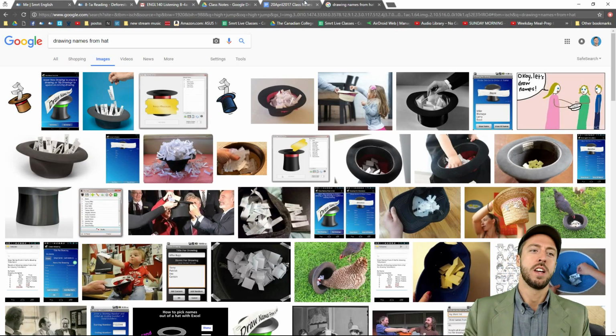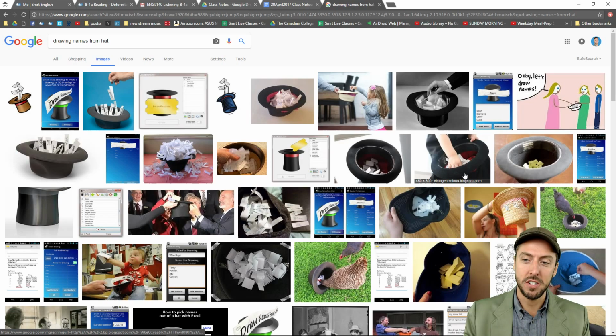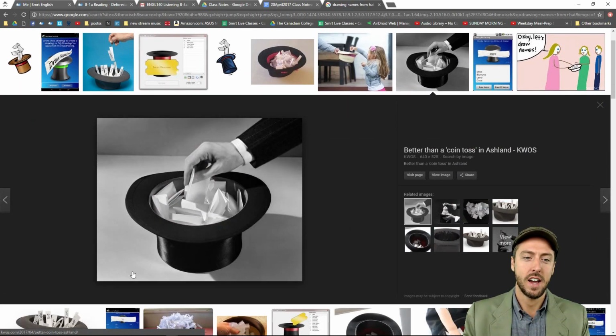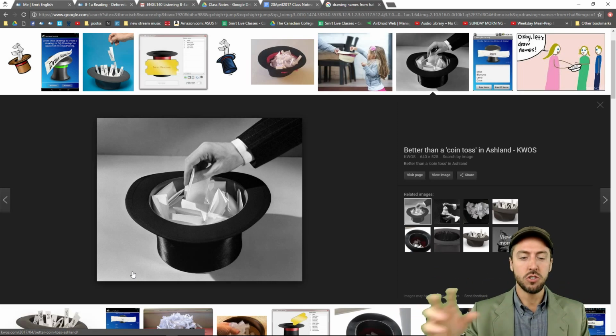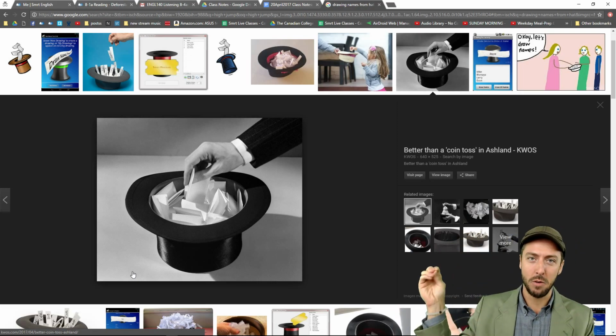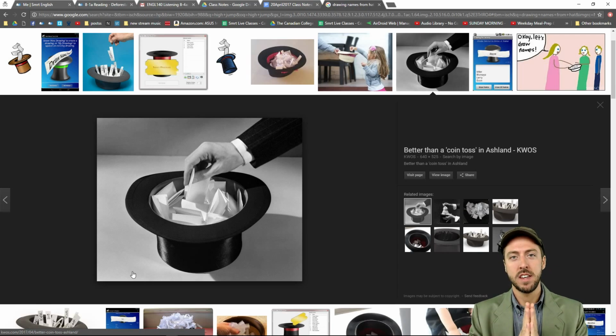It means I don't remember. This is the image that I picture. I'm drawing a blank. I pull out a piece of paper, I open it up, and there's nothing on there. It is blank. Draw is an action like that, to take out. Blank means an empty sheet of paper.